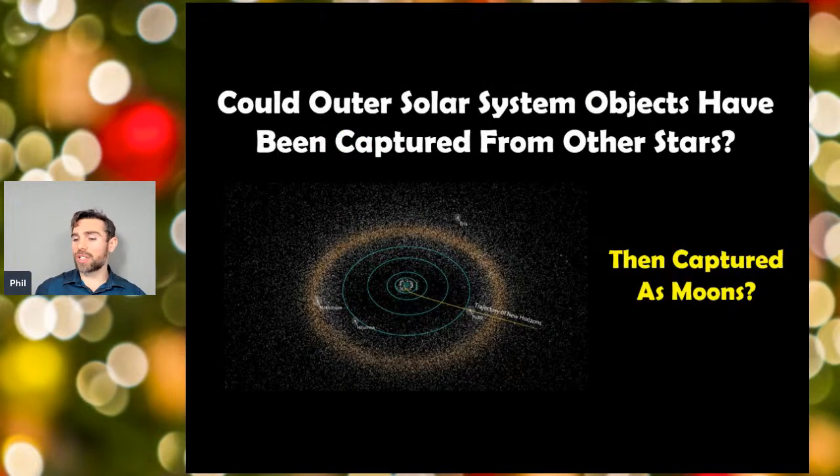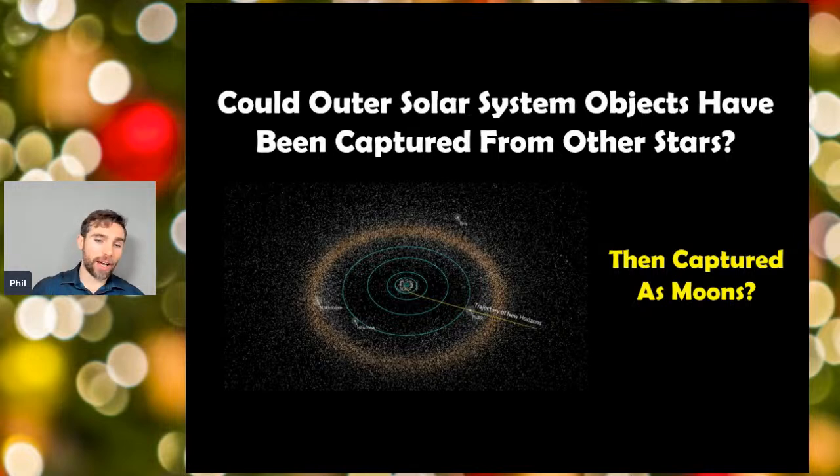But the thing I want to leave with you, and maybe to let you have a think about, is could these interstellar objects have been captured by the solar system, by the sun, and then those themselves get captured as moons? So have we already got objects in our solar system that came from another star system?